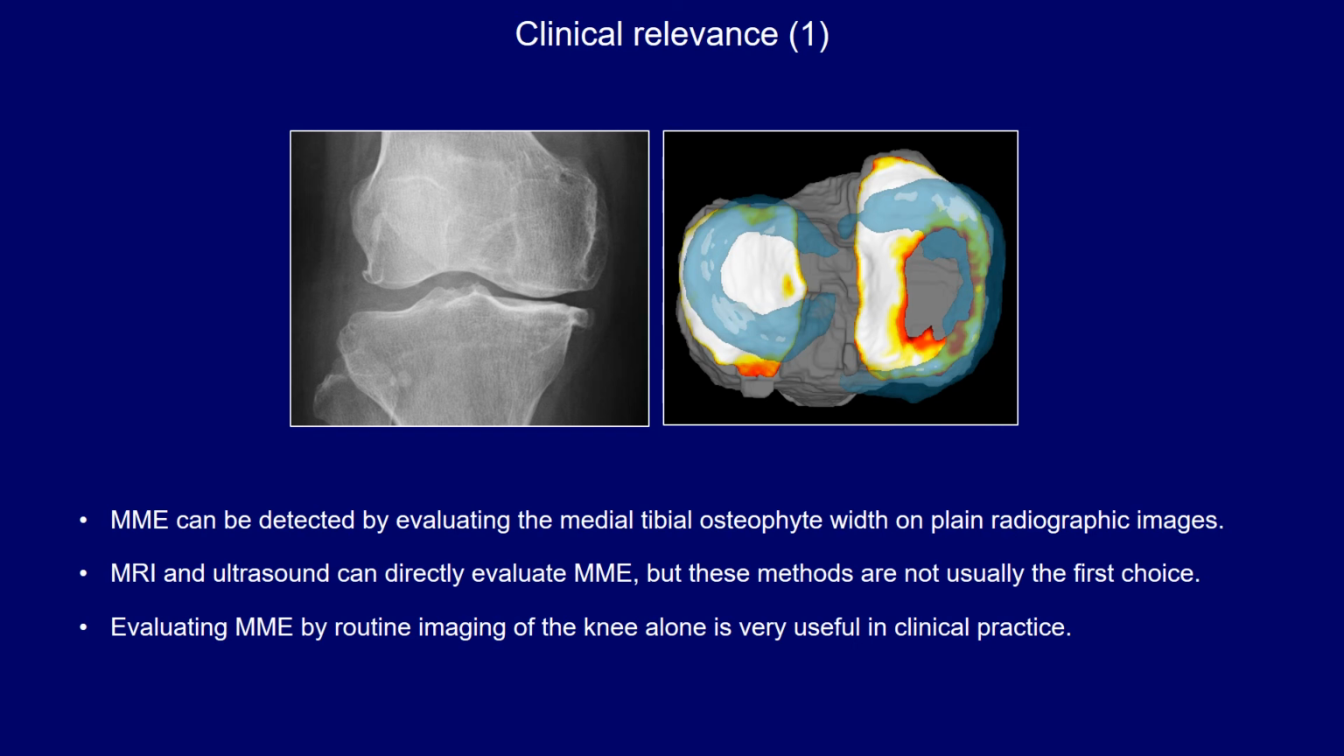Medial meniscus extrusion can be detected by evaluating the medial tibial osteophyte width on plain radiographic images. MRI and ultrasound can directly evaluate medial meniscus extrusion, but these methods are not usually the first choice. Evaluating medial meniscus extrusion by routine imaging of the knee alone is very useful in clinical practice.